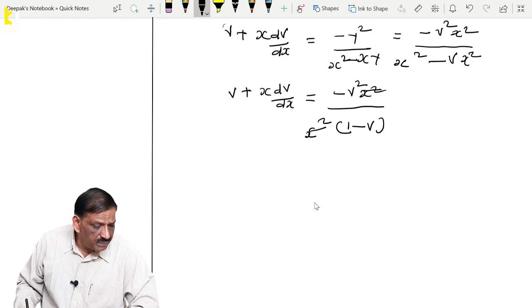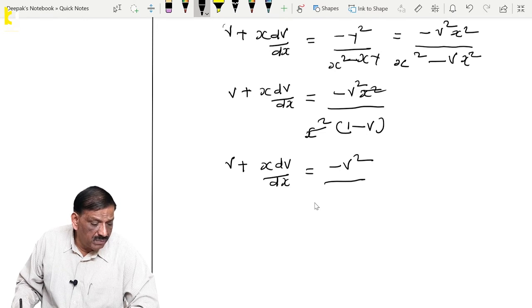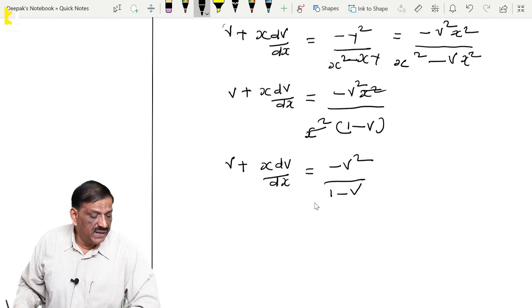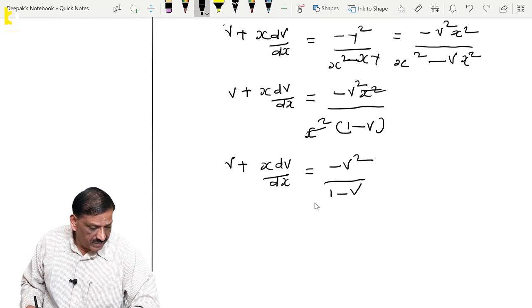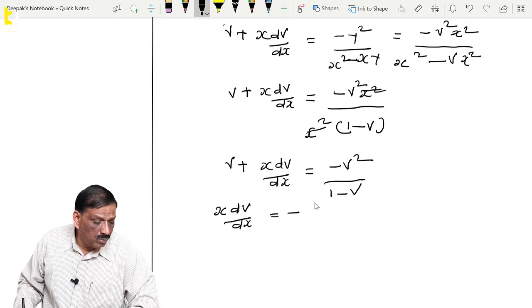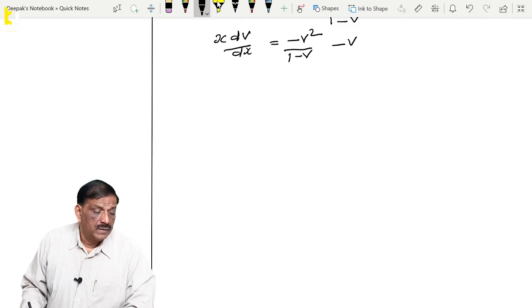So this is equal to v plus x dv by dx equal to minus v square divided by 1 minus v. Clear? Then bring v to the right hand side. So this is equal to x dv by dx, that is equal to minus v square divided by 1 minus v minus v.